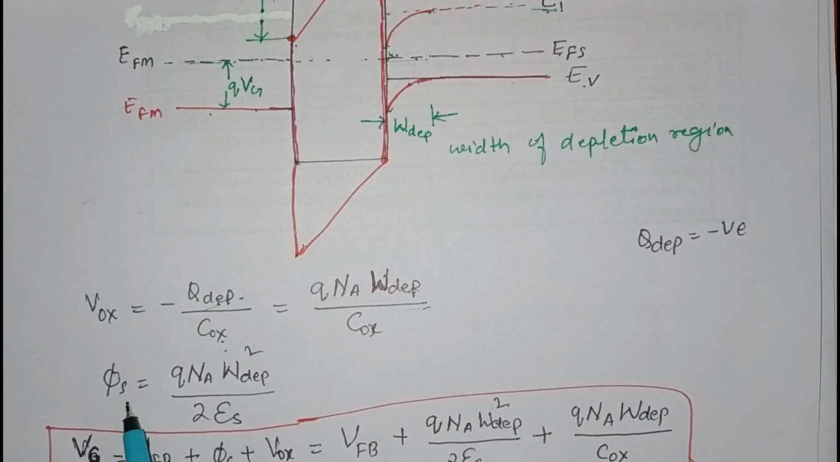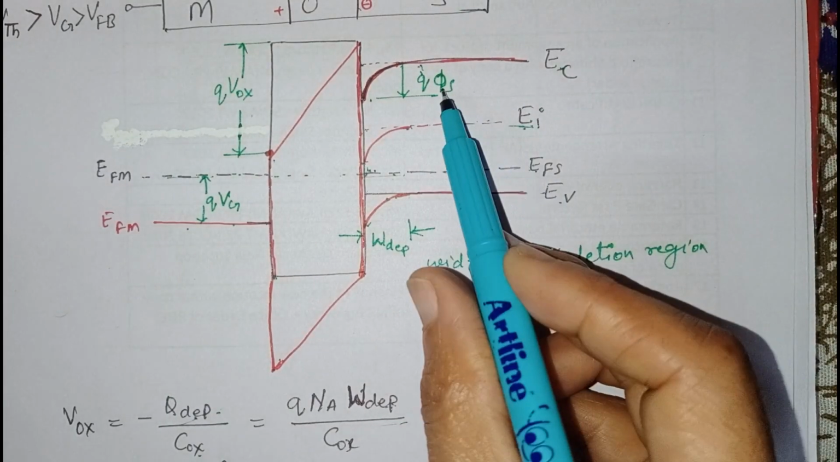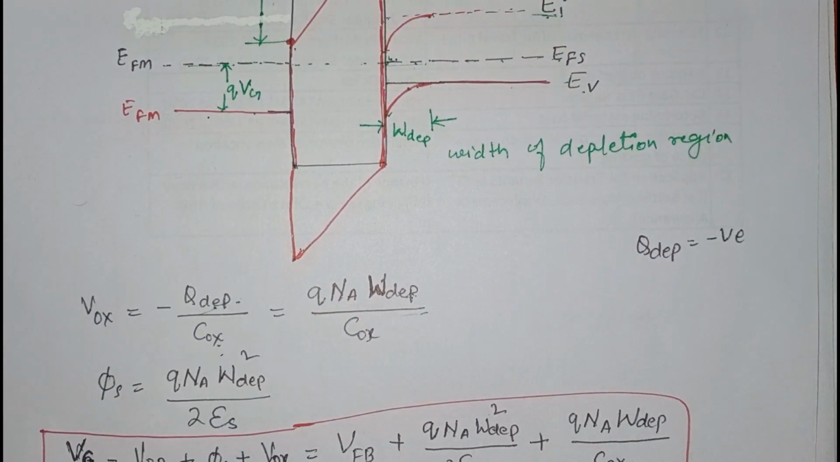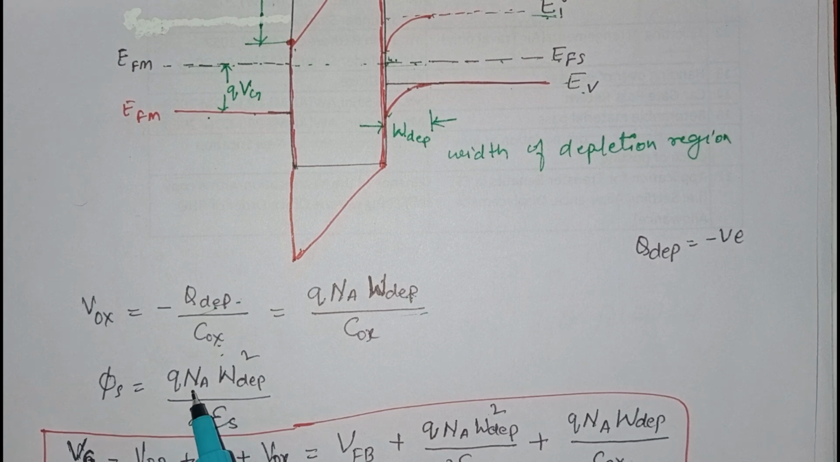Now this phi s is the surface potential. This surface potential is given by Q times acceptor atom concentration times the square of the width of the depletion layer upon 2 epsilon s. This epsilon s is the material property.